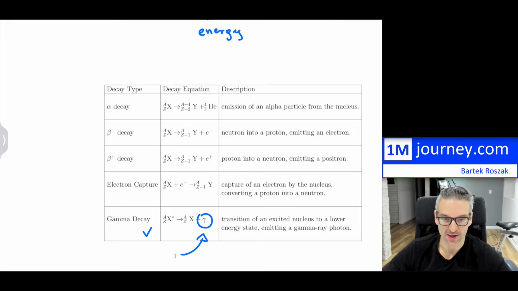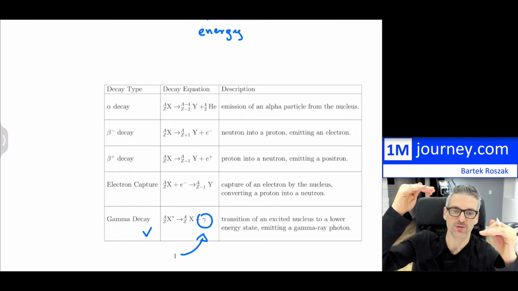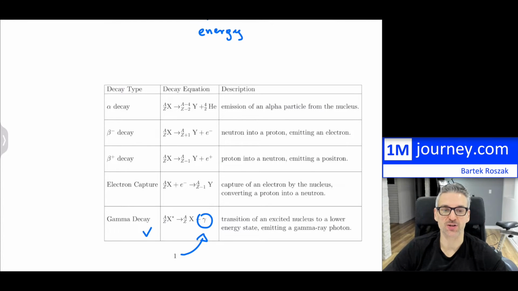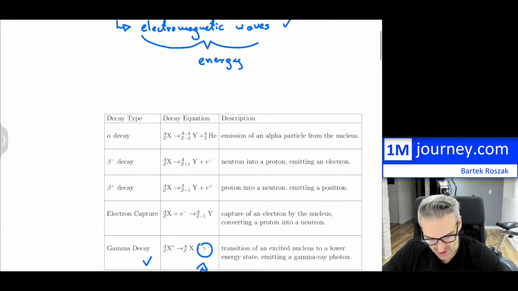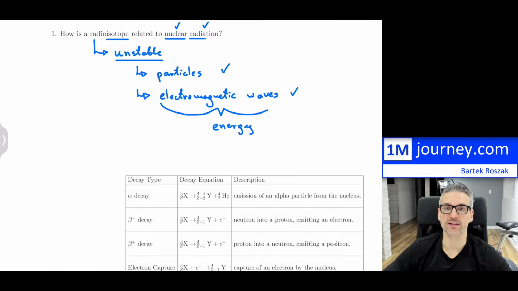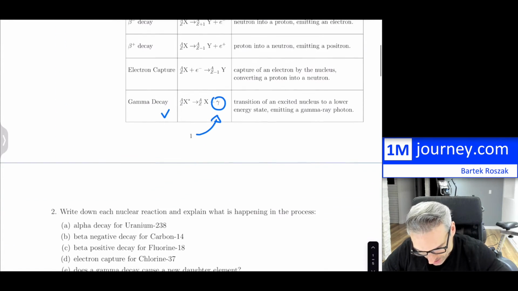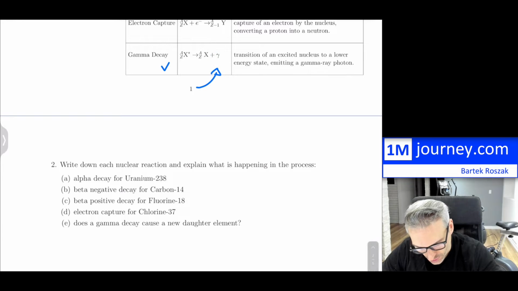As you can see there, it is an excited nucleus, at an excited state, and it wants to get back into a lower energy state, and it gives off that particular gamma ray photon, which is just an electromagnetic wave. So that is the tie-in between the two: the radioisotopes and the nuclear radiation that they can possibly give off. Okay, so that's question number 1. Let's dive in here to question number 2.